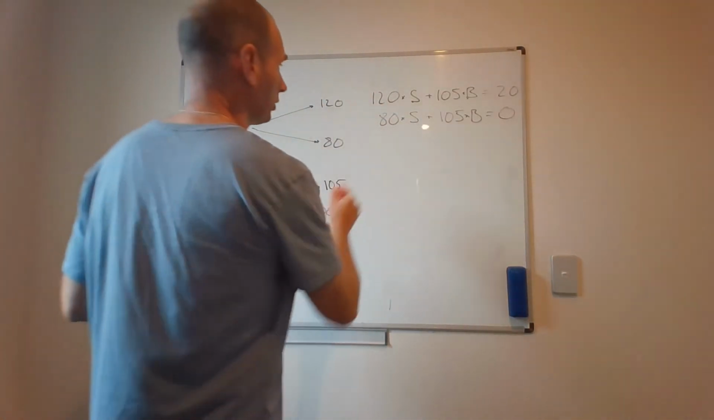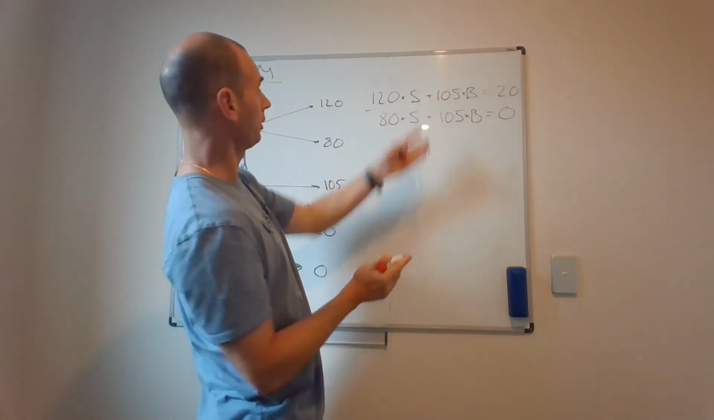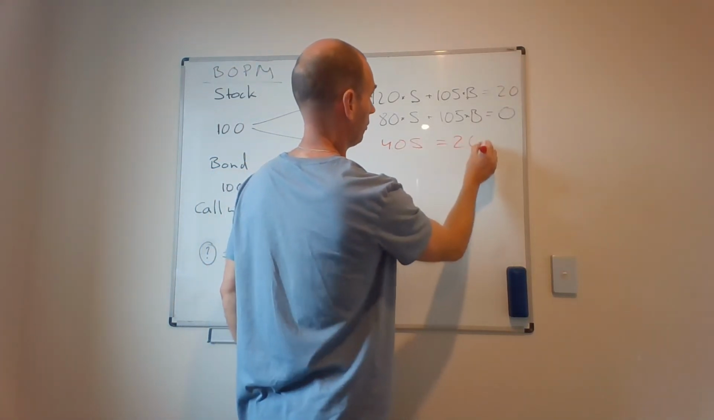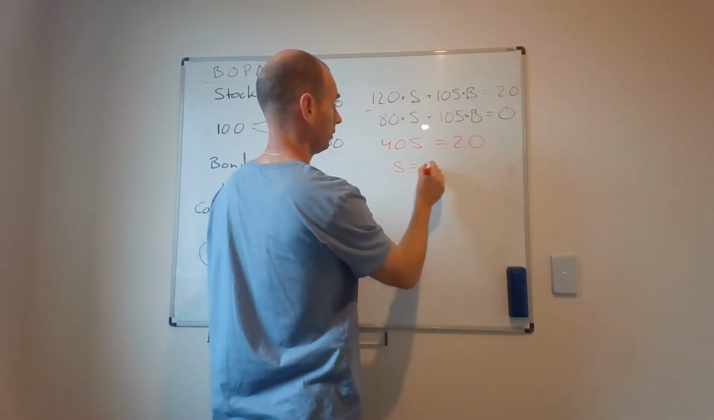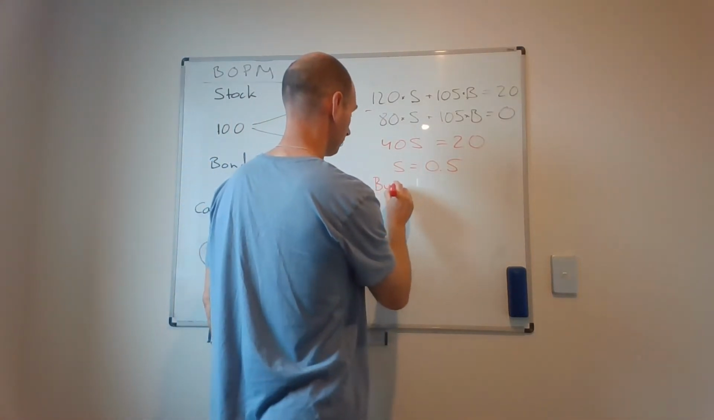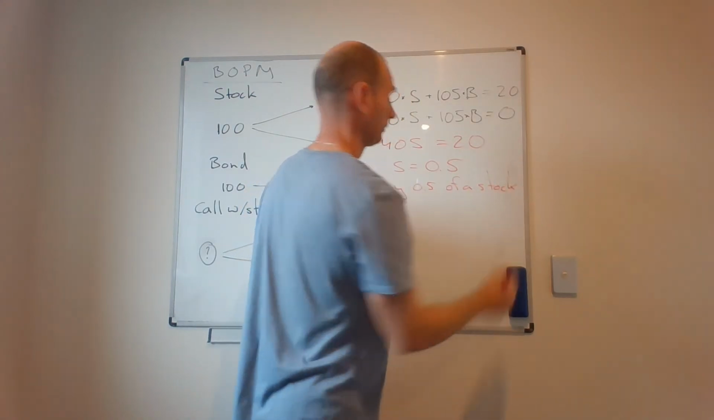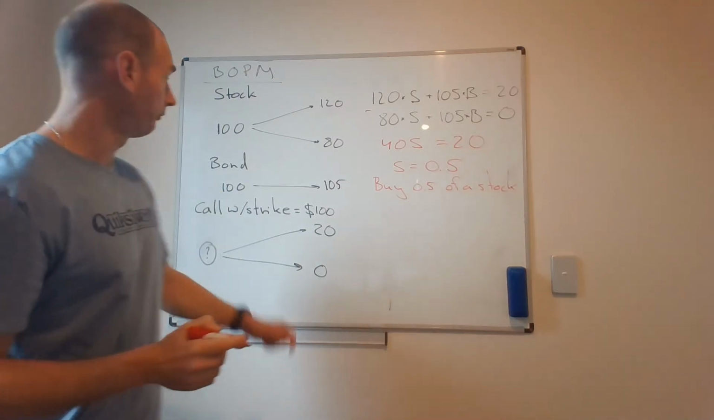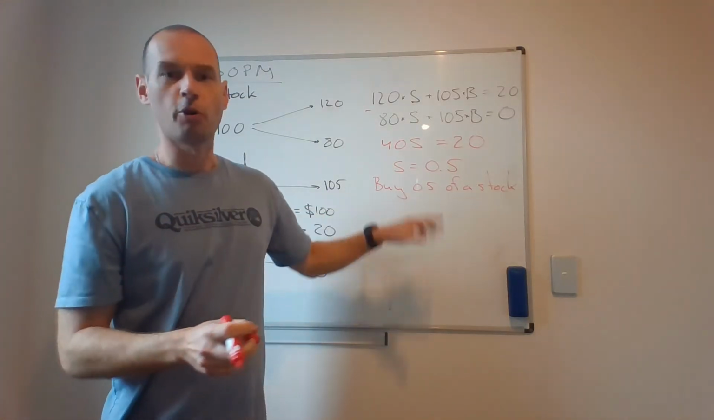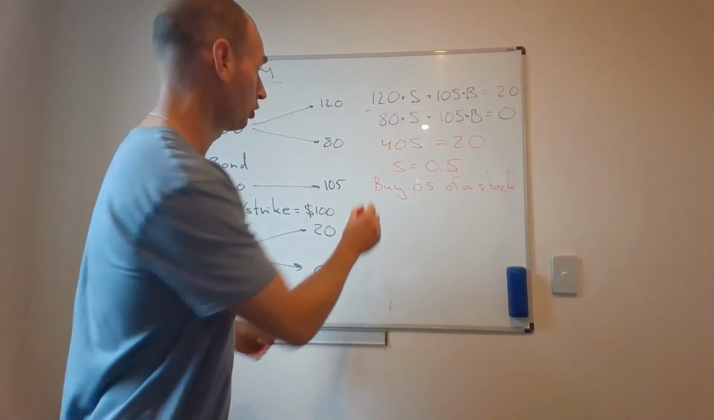So what I will do is I will simply subtract equation 2 from equation 1. 105B will cancel out, and I will have 40S equals 20 minus 0, which is 20. So S equals 0.5. That means that I buy 0.5 shares of a stock. So I spent $50. We assume that assets are infinitely divisible. You can think you buy 0.5 of $1,000 lot of stocks, doesn't matter. Units of measurement are irrelevant.